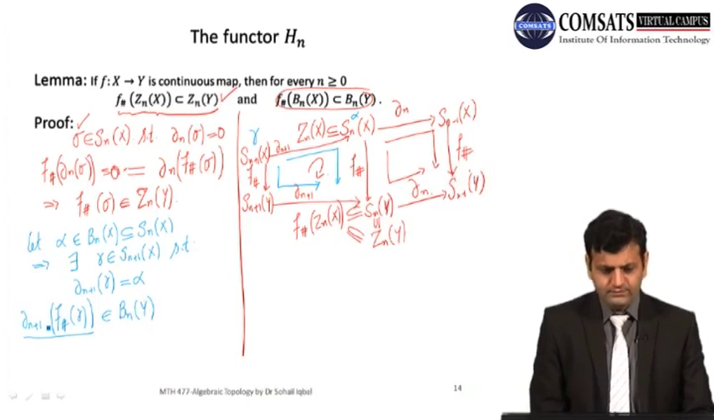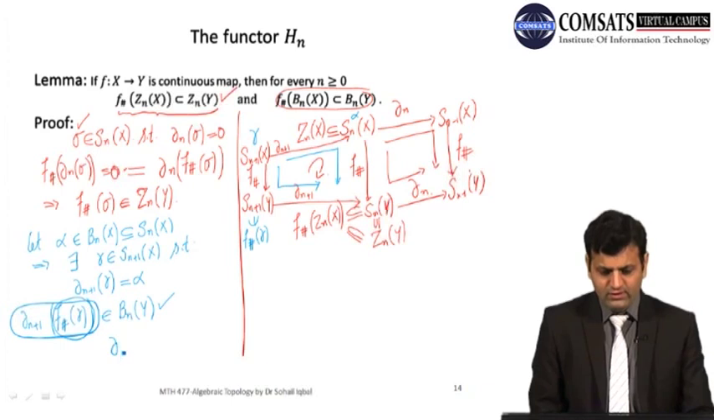So why is this true? Because this element, which is of course an element of Sn of y, is the image of an element f hash of sigma in Sn plus 1. So it is an element f hash of sigma, and when we take the boundary, of course this element must belong to Bn of y. Okay, so that's the first observation.